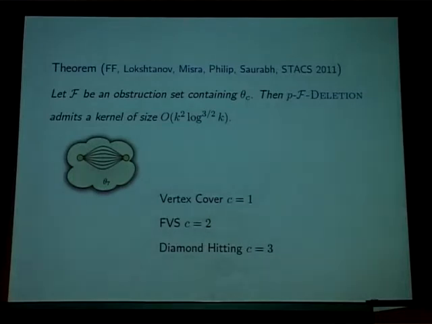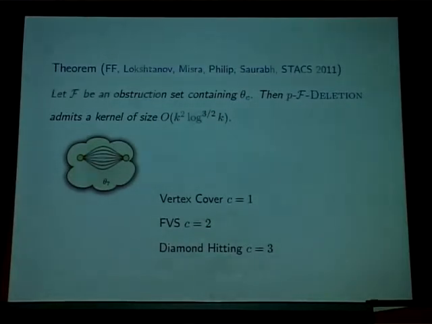The other theorem is for general graphs: if our obstruction contains the graph theta_c, where c is the number of edges going from one vertex to another, then this deletion problem has a kernel of size k squared polylog k. Again, this solves vertex cover, because vertex cover is an example of this F-deletion problem with c equal to 1. I just want to exclude all edges. Feedback vertex set is another example, for c equal to 2, and diamond hitting set is for c equal to 3. So again, this is a theorem for a class of problems. Even though this graph looks quite simple, it includes many known problems as sub-problems.